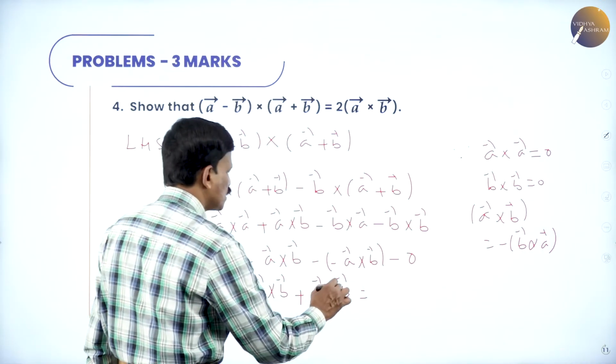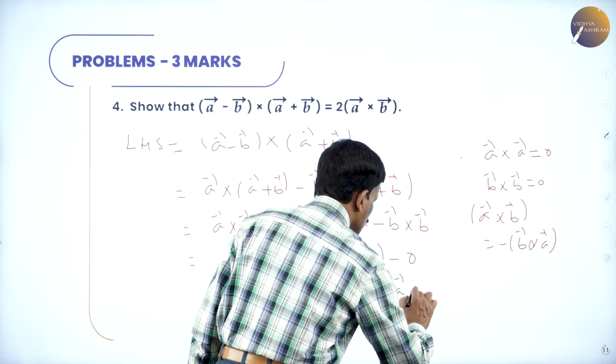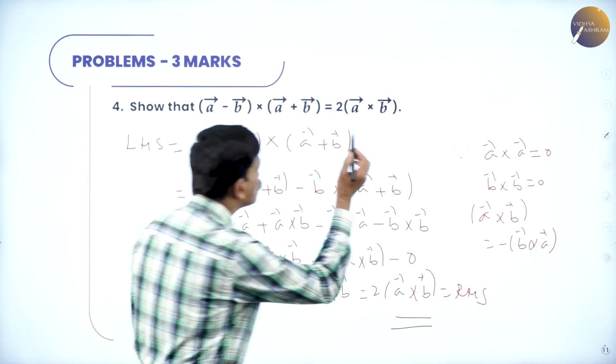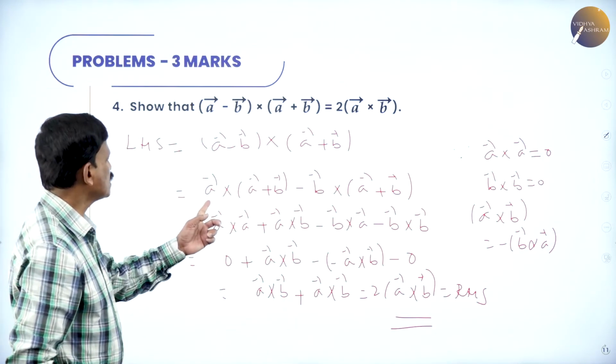So, how many A cross B? There are 2 times. You can write 2 times A cross B, the vector. This is the required answer, RHS. So, 2 times A cross B. That's it. See, very simple.